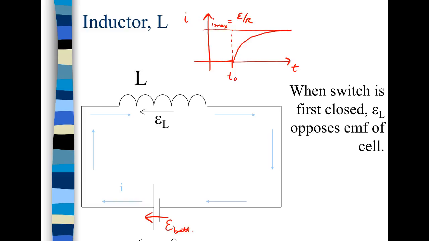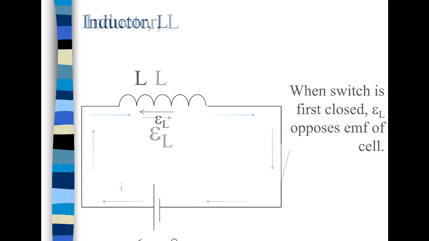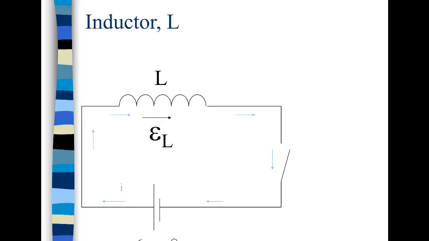Now, we're not talking about what happens with capacitors or resistors yet, but any circuit is going to have some resistance. So it's okay for us to write an R here. But this is the concept in an L circuit when we first close the switch. Okay, and then think about what happens if we then open the switch.